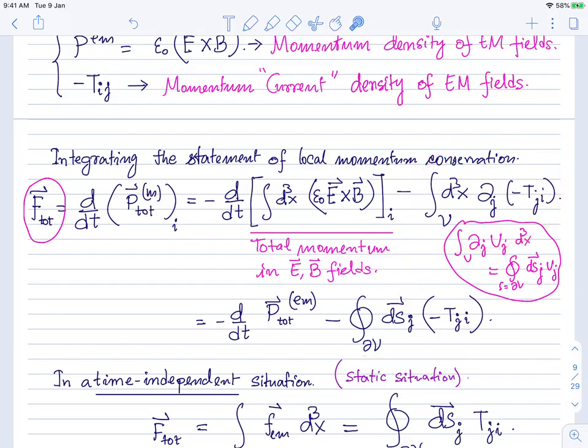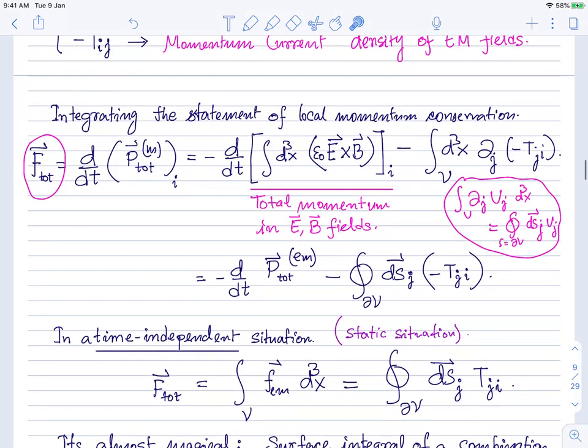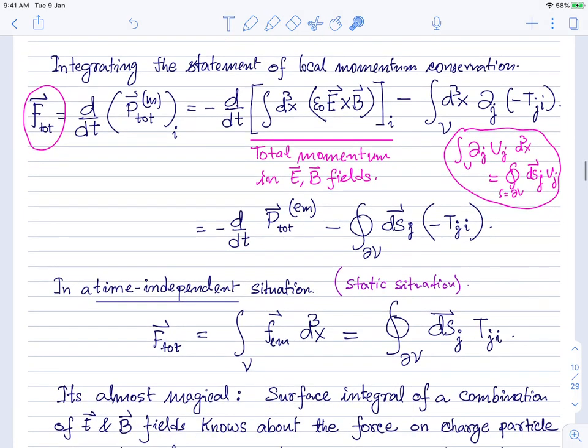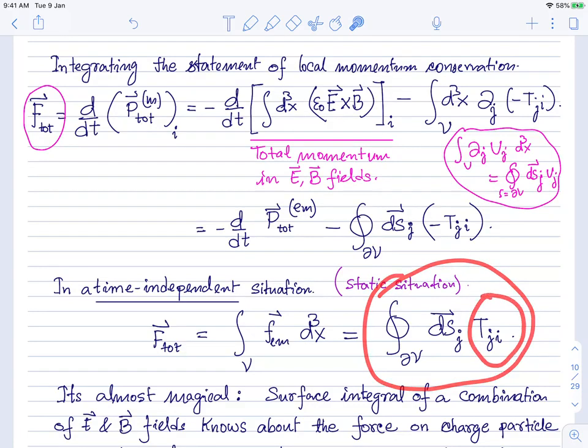Okay, and this is a super useful form, that the fact that we can convert this into a surface integral. Note that in a static situation, where the d/dt of the electric and magnetic fields are not changing, by a static situation I mean the electric and magnetic fields are not changing, the total force would be essentially given by this surface integral of this Maxwell's stress tensor.